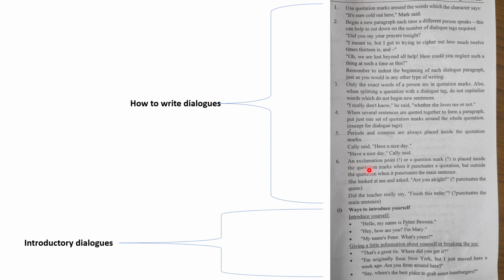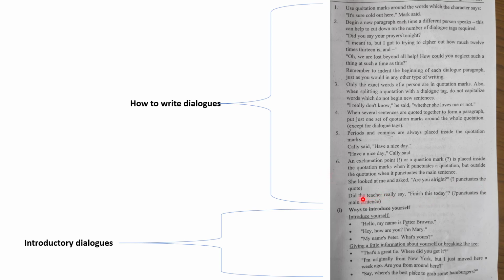So the sixth point says an exclamation point or a question mark is placed inside the quotation marks when it punctuates a quotation, but outside the quotation when it punctuates the main sentence. So here, she looked at me and asked, "Are you all right?" Because "are you all right" is the question asked by her, the question mark is placed inside the quotation, where it punctuates the quote.